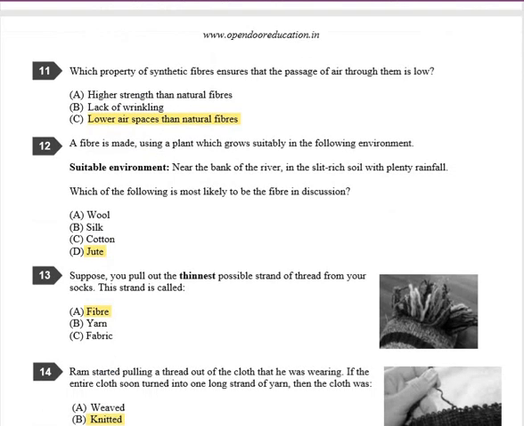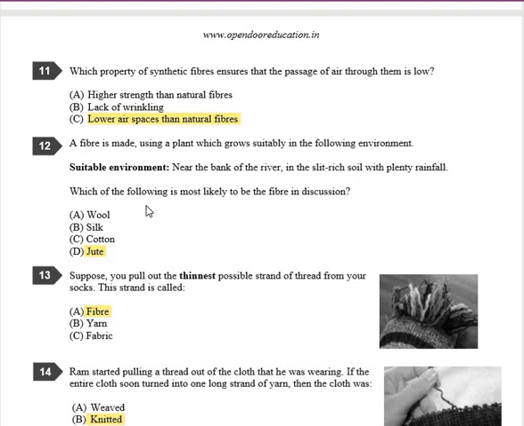Now coming to question number 12. A fiber is made using a plant which was suitable in the following environment. Here the environmental condition is given and you have to identify which fiber is growing in this condition. Near the bank of the river, in the silt-rich soil with plenty of rainfall. So which of the following is most likely to be the fiber in discussion?